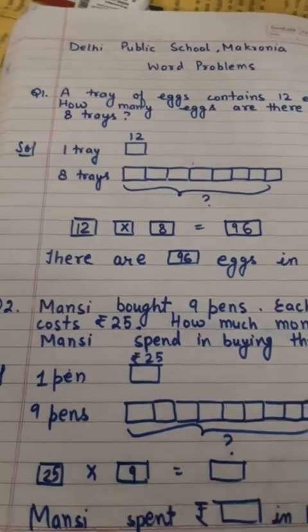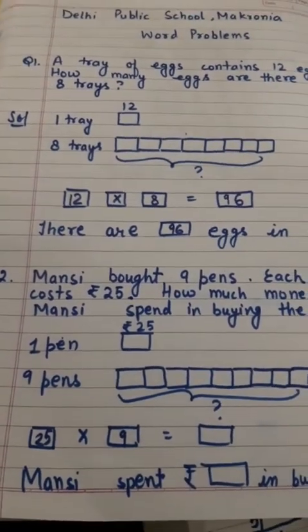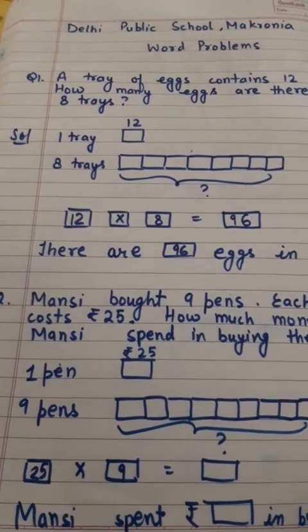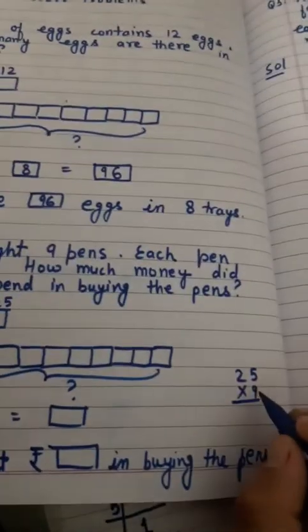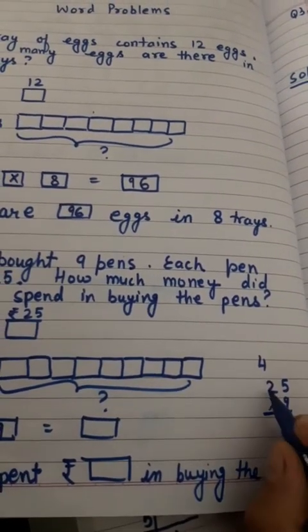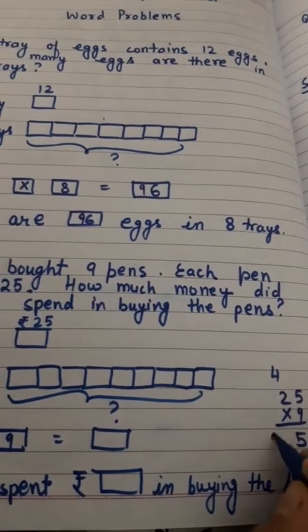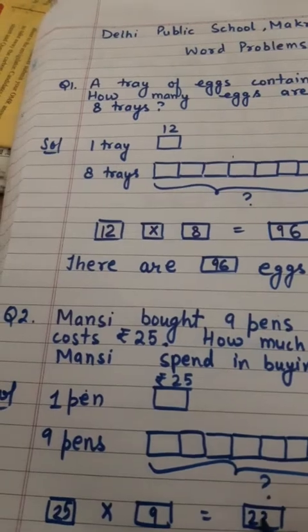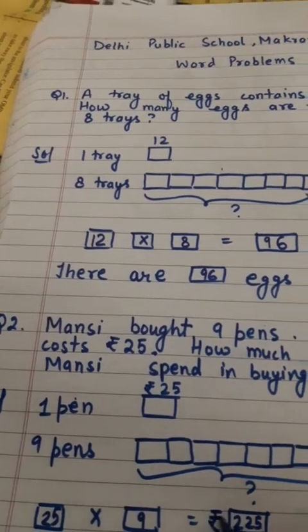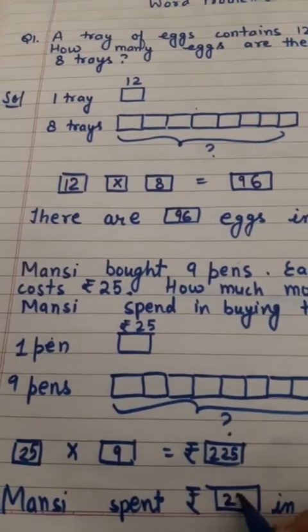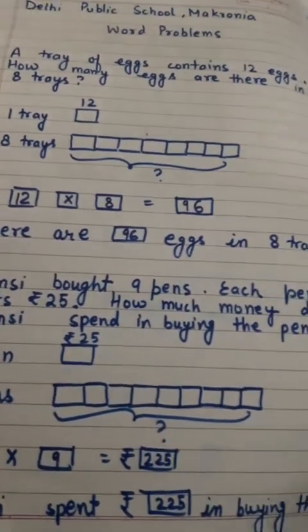25 multiplied by 9. So we will multiply 25 by 9. So we will do the multiplication here. 9 fives are 45, 9 twos are 18, 18 plus 4 is 22. So how many rupees? So Mansi spent 225 rupees in buying 9 pens.